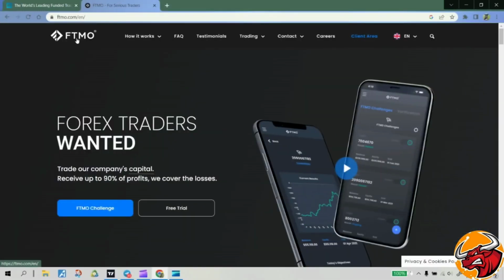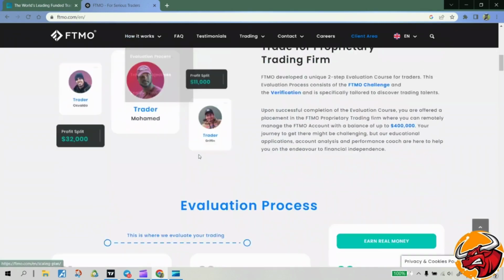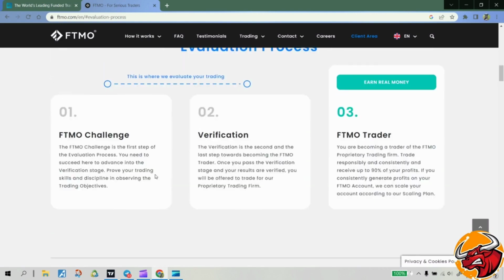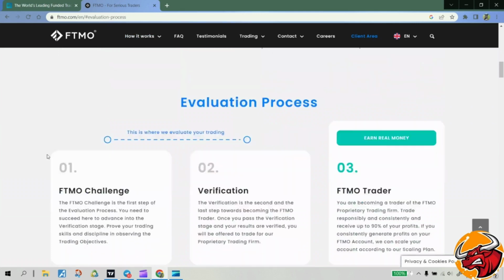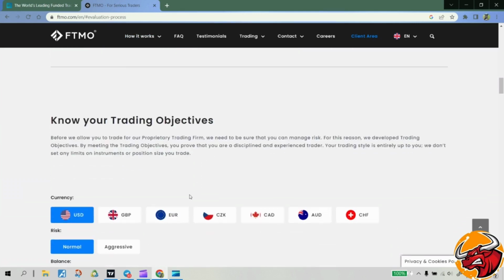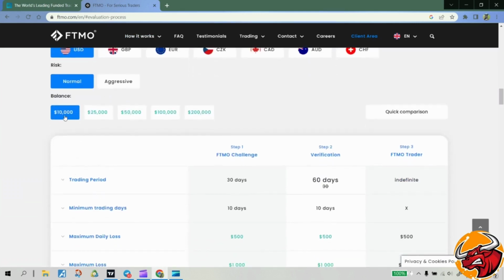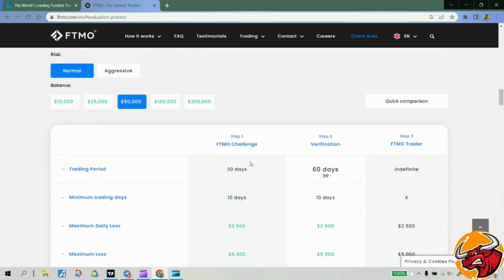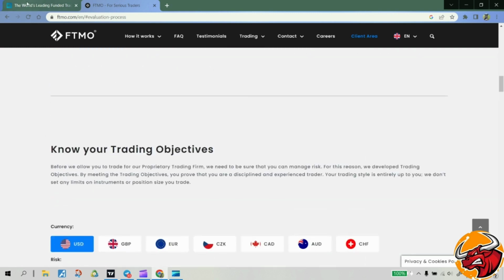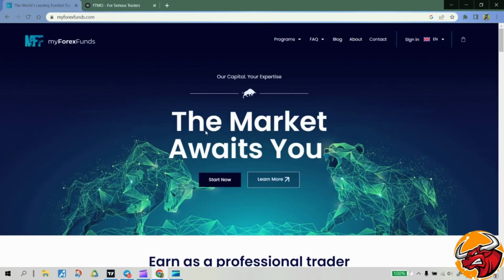So guys, take a look at this. This is FTMO. There are firms who provide you big accounts. Of course, you must pay them to participate. It depends on how much money you will invest in this. Price depends on your profits. They have 10,000, 25,000, 50,000, and of course, different prices. The next one is My Forex Funds.